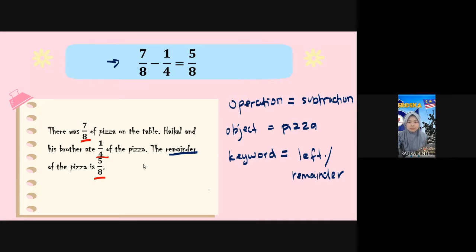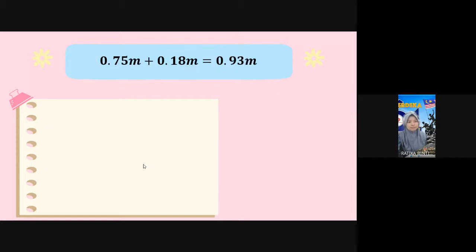Any questions so far? No? Okay, next. This one is decimal. Okay, this one is involving decimal. 0.75 meter plus 0.18 meter is equal to 0.93 meter. Class, this is symbol M, okay, represent meter.